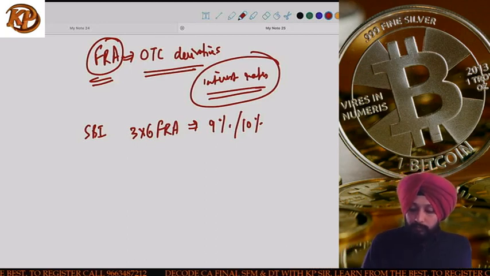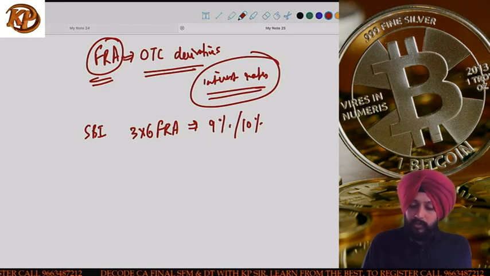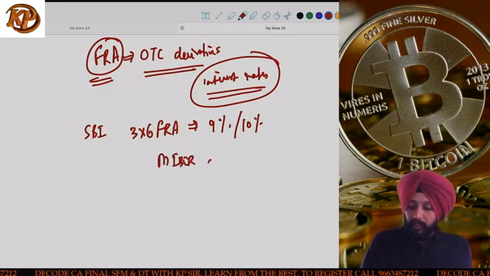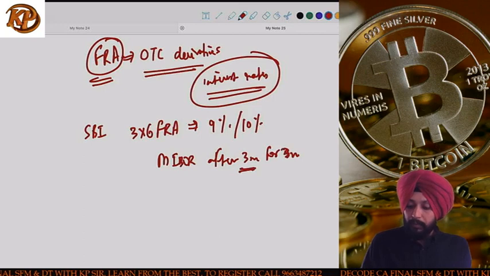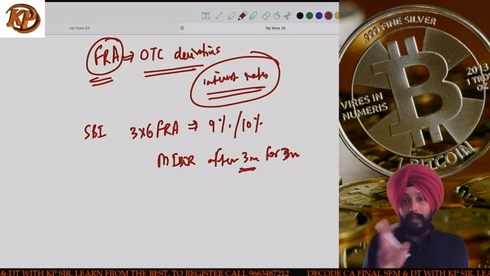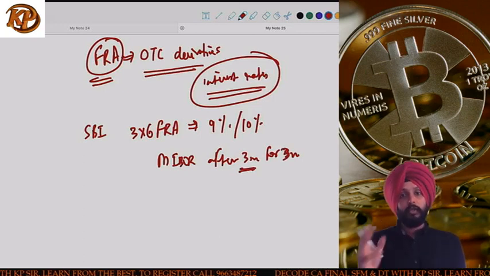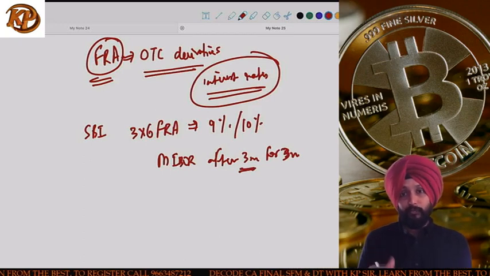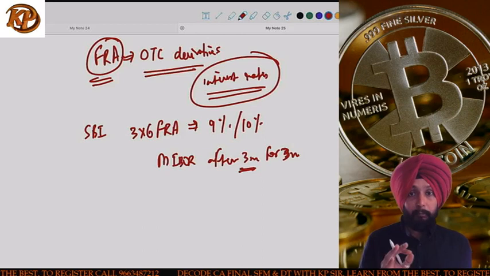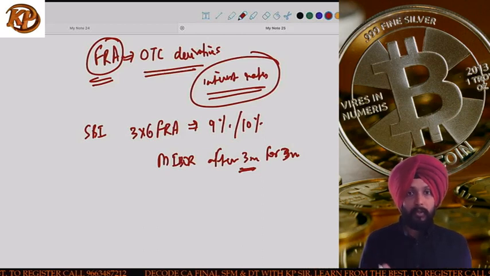Now in order to calculate the profit or loss, we compare it with LIBOR or MIBOR rate. So MIBOR will be taken after 3 months for 3 months. That you need to be very careful. It should be available after 3 months and applicable for 3 months, because my FRA quotation is also valid for 3 months. So the MIBOR rate which you will take after 3 months should be a 3-month rate. You can't compare it with 6 months rate or 9 months rate. You need a MIBOR rate after 3 months for 3 months for comparison.